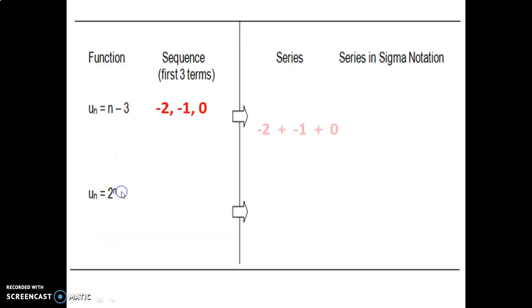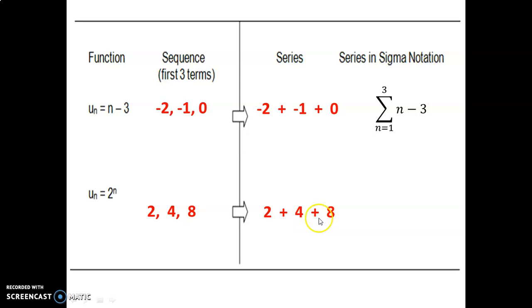Okay, we also talked about how we can have a sequence, but as soon as you write the sequence as a sum of all the terms, it's called a series. So this series could be written with sigma notation, n values of 1, 2, 3, because we have 3 terms here, and there's our rule for that series. So that's our sum. This one produces these terms, then written as a sum of terms is called a series, and we can write the sigma notation for that as well.